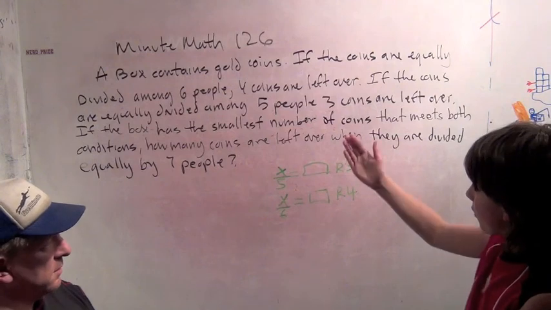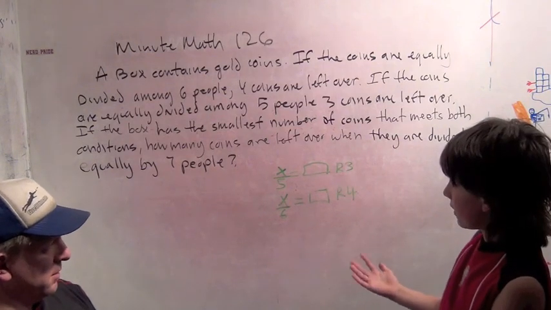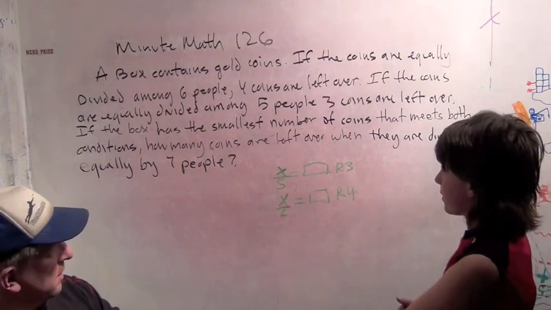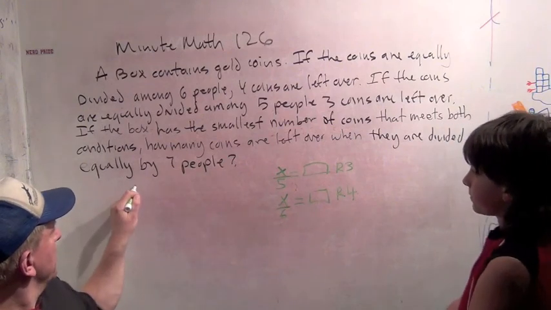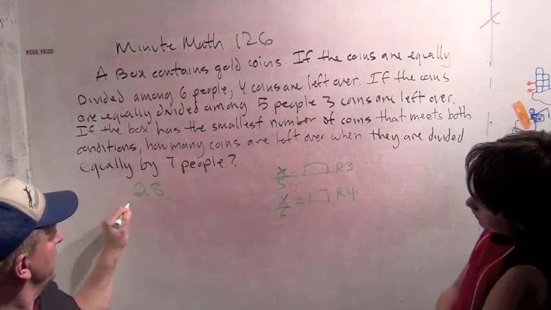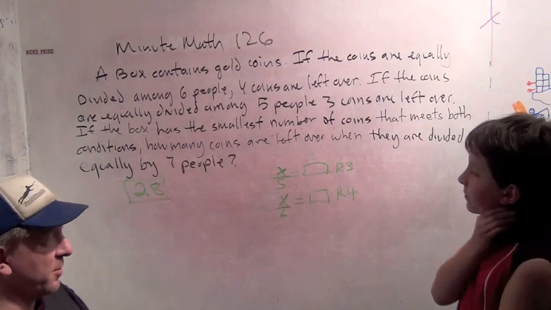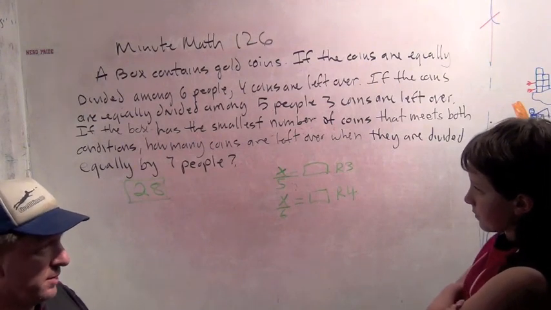If you subtract 4, you get 24. If you subtract 3, you get 25. So we found 28. We found it just kind of by luck. It might be the smallest. How should we figure out if it's the smallest?